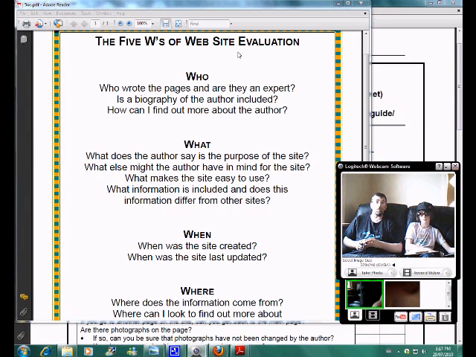Who wrote the pages, and are they an expert? Is a biography of the author included? How can I find out more about the author? What does the author say, and what's the purpose of the site? What else might the author have in mind for the site?